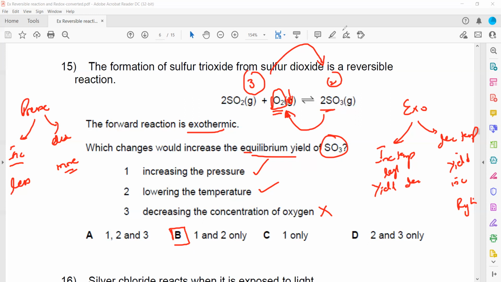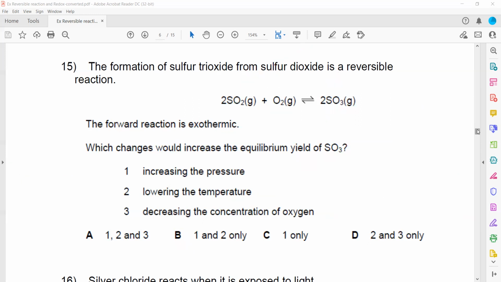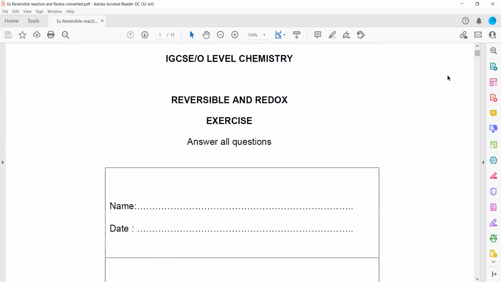So these are some questions related to the topic of reversible reactions. The next session will discuss more questions related to the topic. Any questions related to the class today?